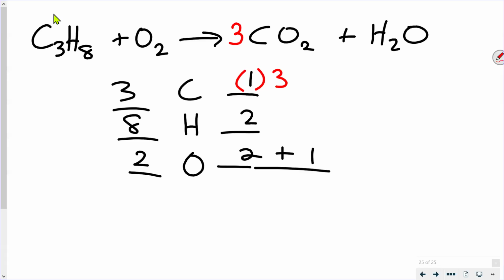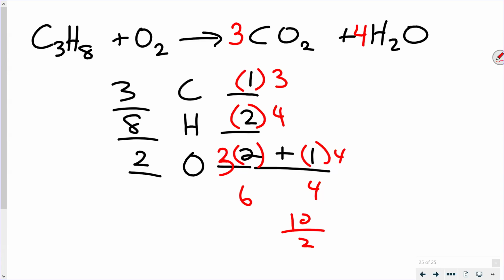By doing that, 3 carbons, and how many oxygens? 2 twos. Well, 3 twos, so that's 6, right? Go to the next thing. Hydrogen, there's 8 here. I need to multiply 2 by what? 4. I put that 4 where it belongs. I put in 4 times 2. I also do 4 times 1. That's 4. 6 plus 4 is 10. 10 divided by 2 gives you, what number times 2 gives you 10? Put the 5 up there.